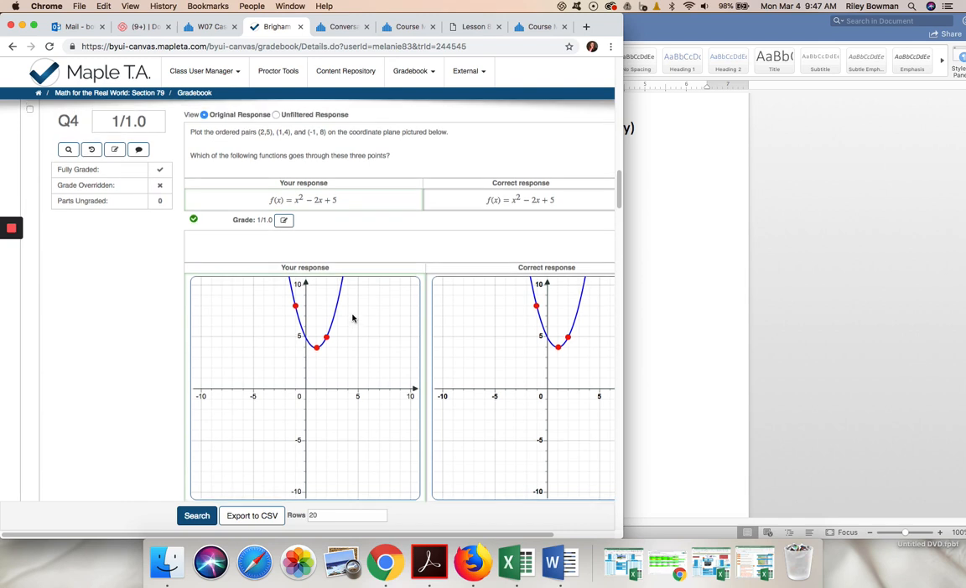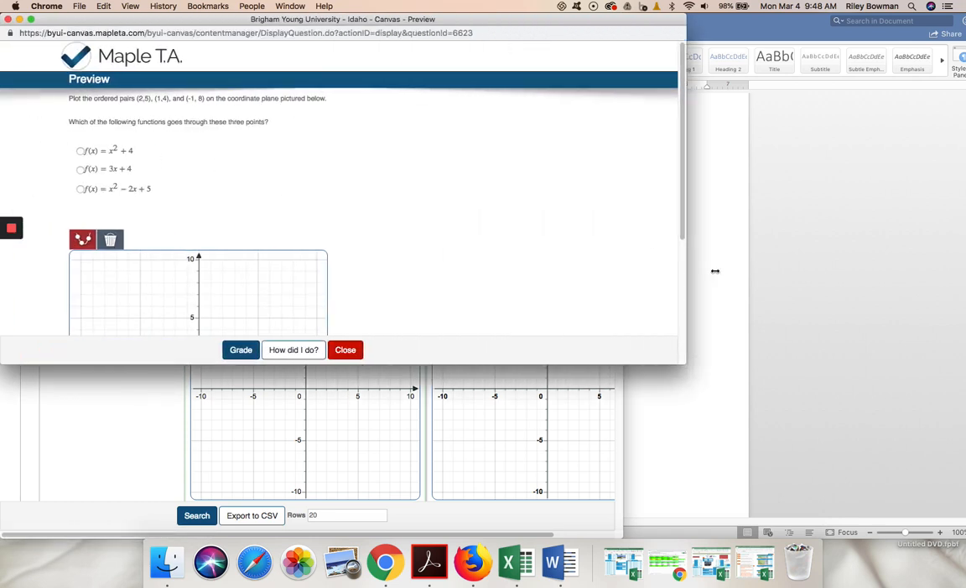Okay, so the next question is number 4. Number 4 is plot the pairs 2, 5, 1, 4, negative 1, 8 on the coordinate plane pictured below. Which of the following functions goes through these points? And then I'm guessing it gave you a couple of options. So let's pull it up here.